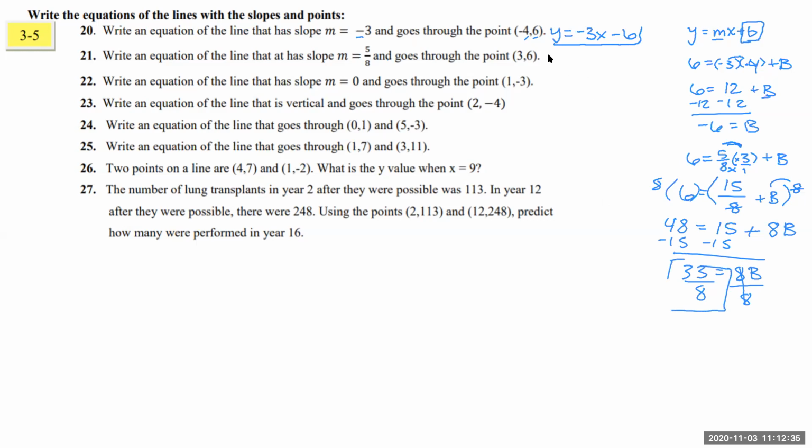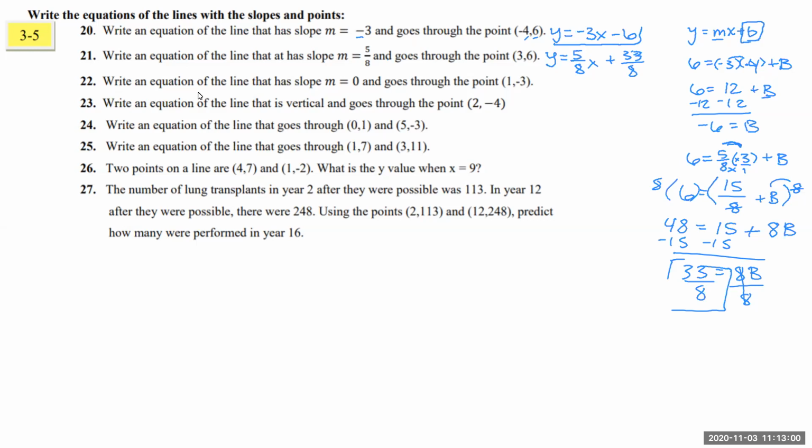So again, when we write the equation, we're going to leave y the same, have the m be 5/8 x, and then of course plus 33/8, the b that we just found. And there is that equation for this number.